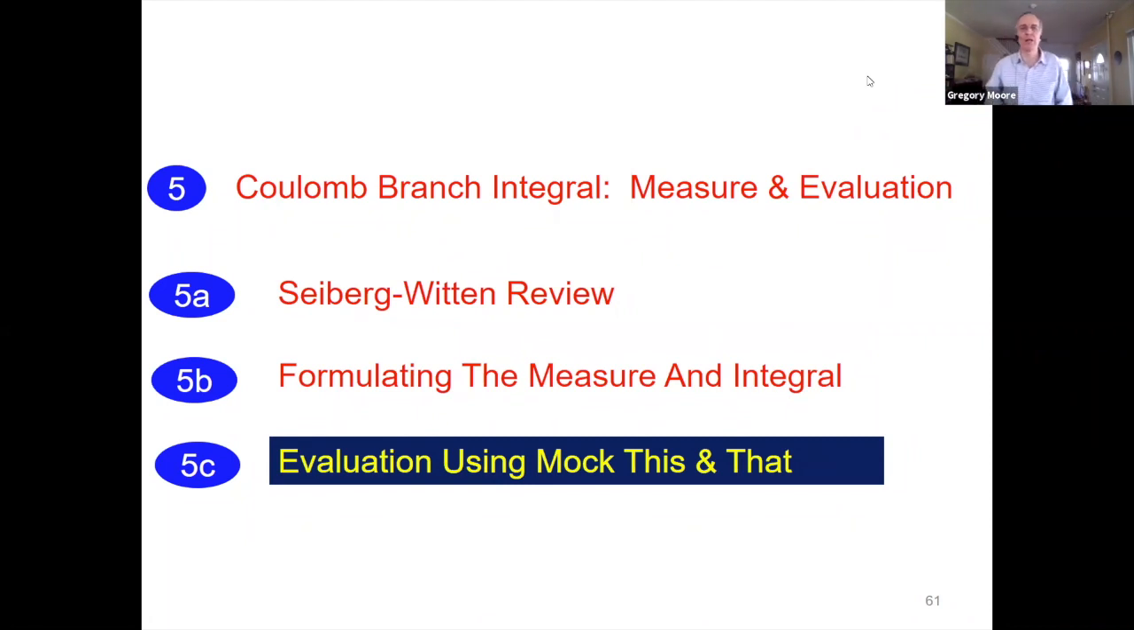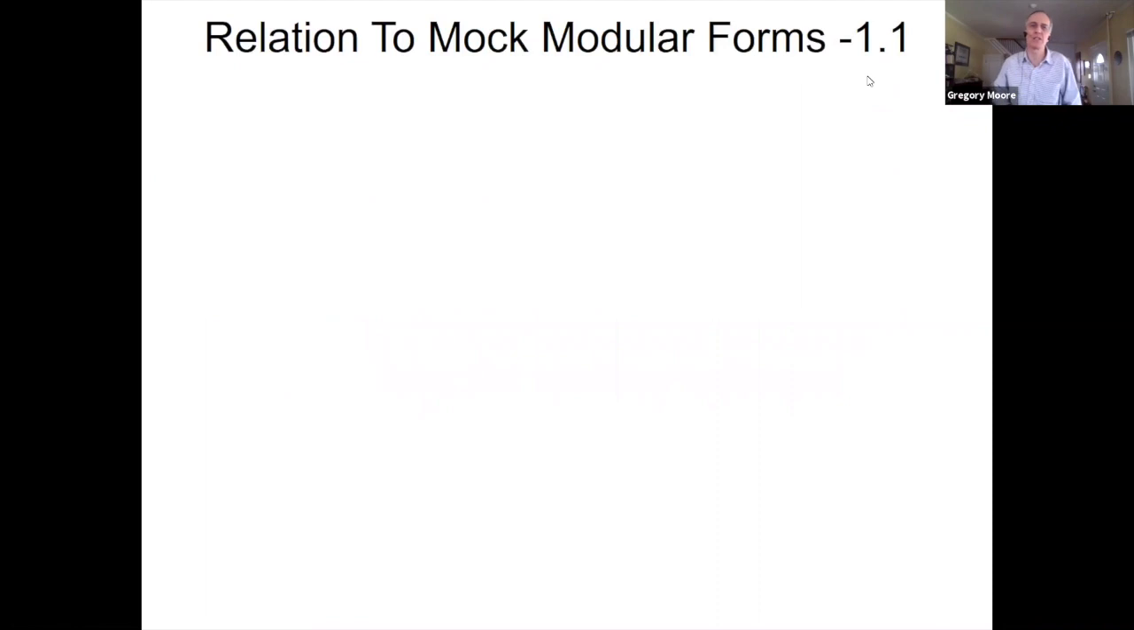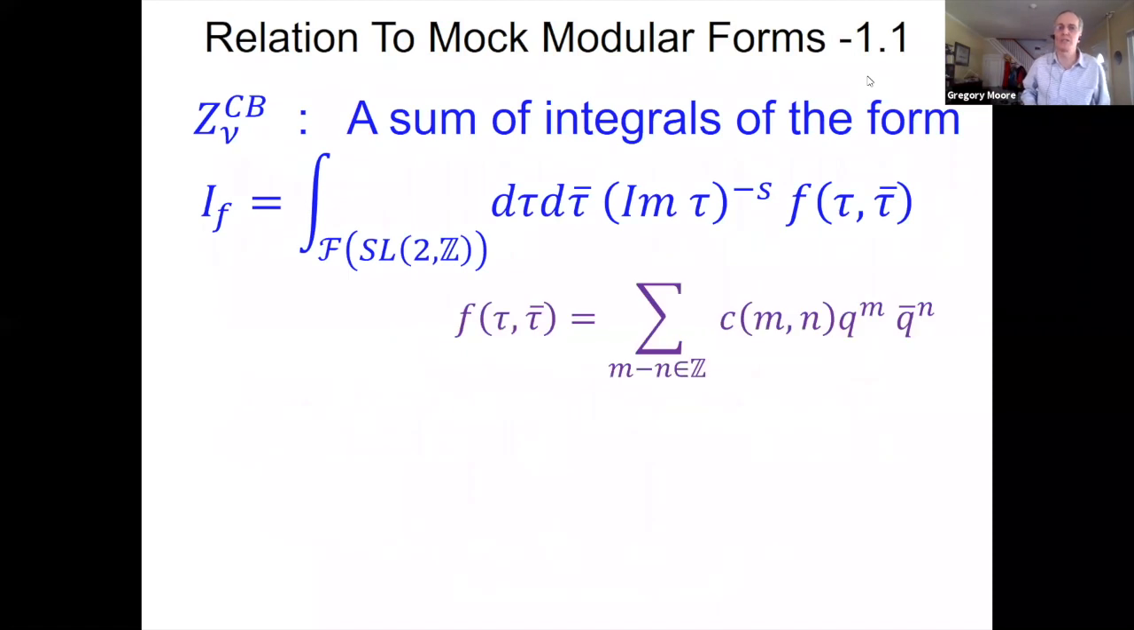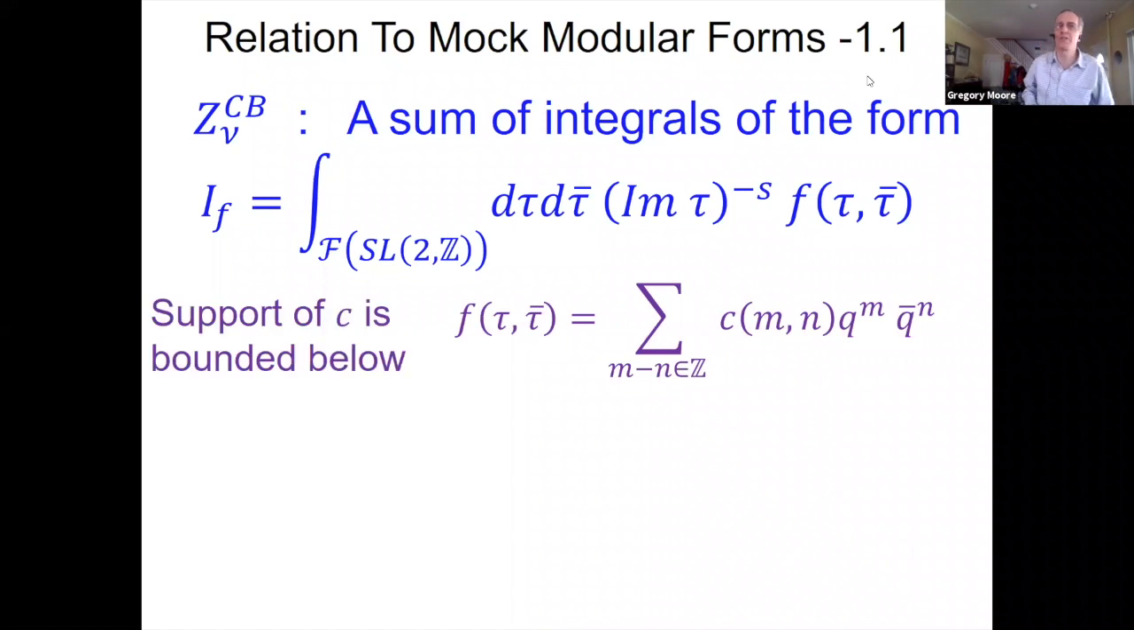Okay. Very little time, so let me just tell you a few quick things about how you actually evaluate the Coulomb branch integral using Mock modularity. I hope you'll believe me that the Coulomb branch integral boils down to a sum of integrals of this form. You're integrating over the fundamental domain of SL(2,Z) some power of the imaginary part of tau times a series, which is explicitly known and has a nice q and q bar expansion. It can have negative powers in q and q bar, but it's bounded below.